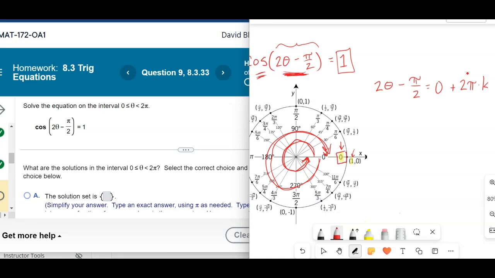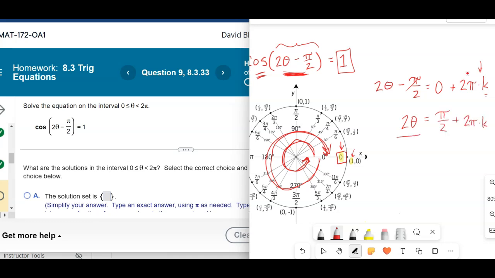When I add the pi over 2 over, this has a k in it. These are not like terms. So I'd have 2 theta equals, adding pi over 2 would get rid of it here, but I would add it to that 0, right? Meaning again, that does not have a k in it. The 0 doesn't. This does. So I add the pi over 2 to the 0, but not to the 2 pi. So now this is pi over 2 plus 2 pi times k.